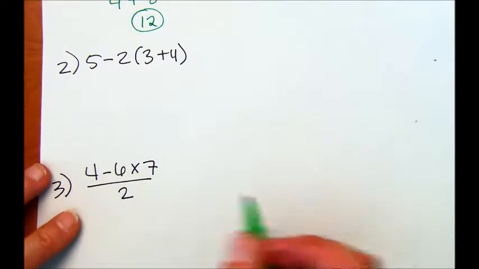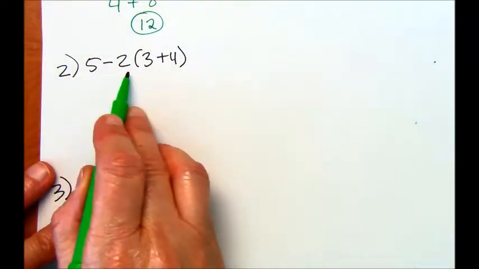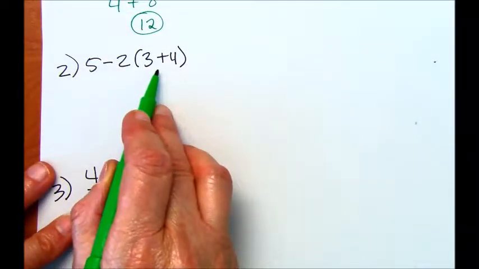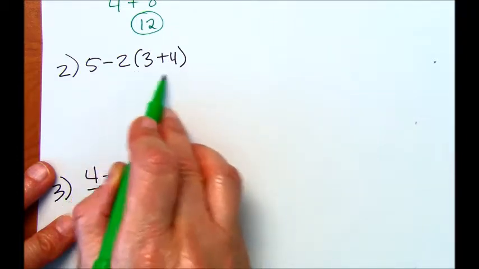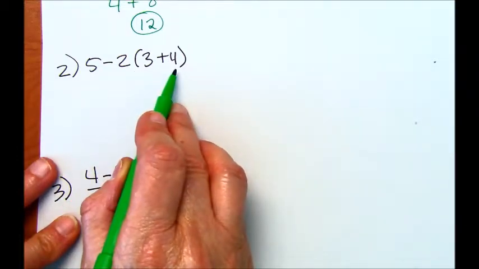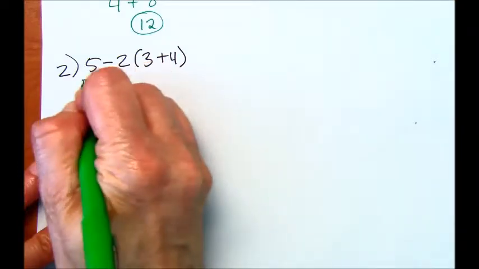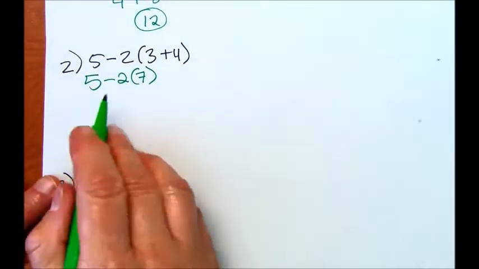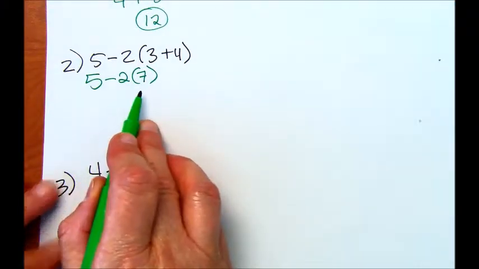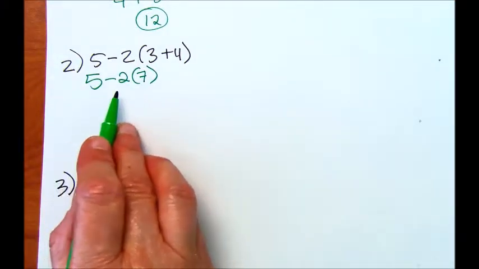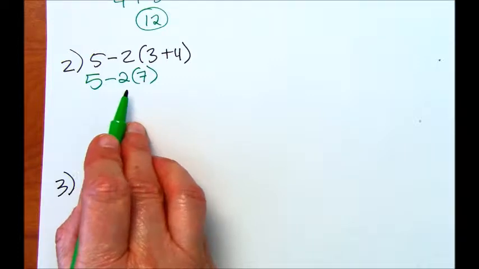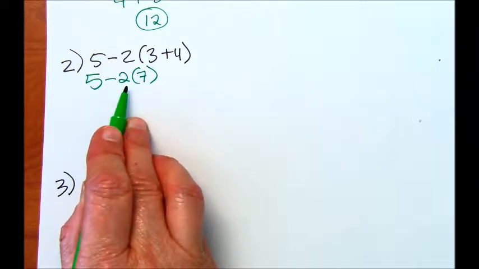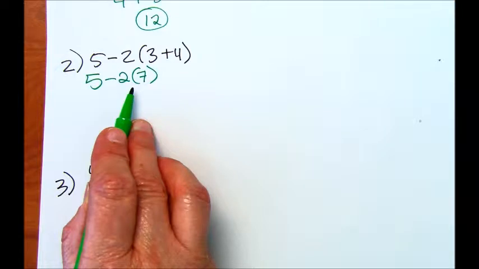In this next one, we've got subtraction, multiplication, and addition. We also have parentheses. So we want to take care of the parentheses first. 3 plus 4 is 7. So 5 minus 2 times 7. Again, you want to multiply first. Oftentimes I'll see students subtract first because they don't think this is multiplication, but when you see a number next to a parentheses without an operation showing, you can assume that's multiplication.